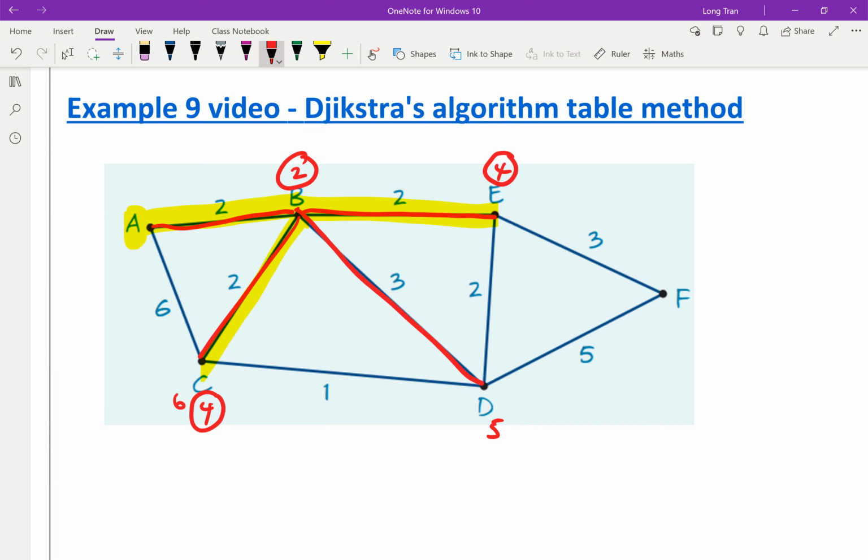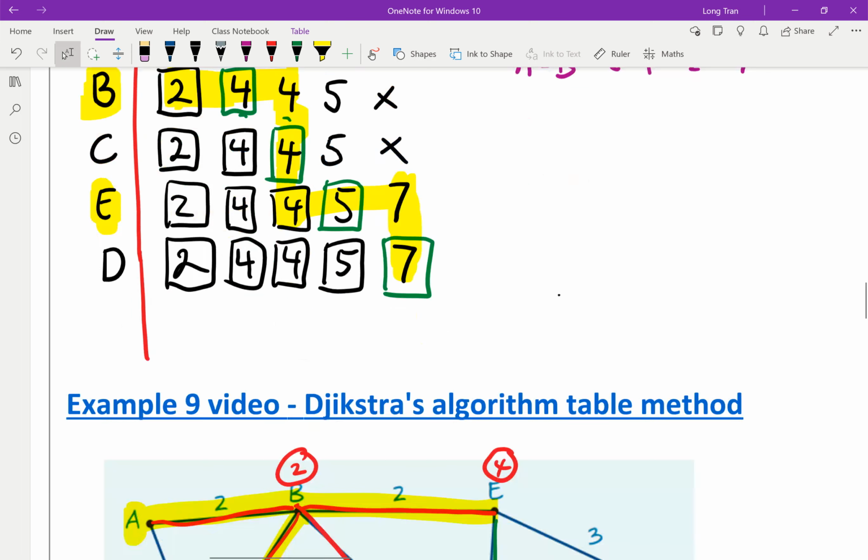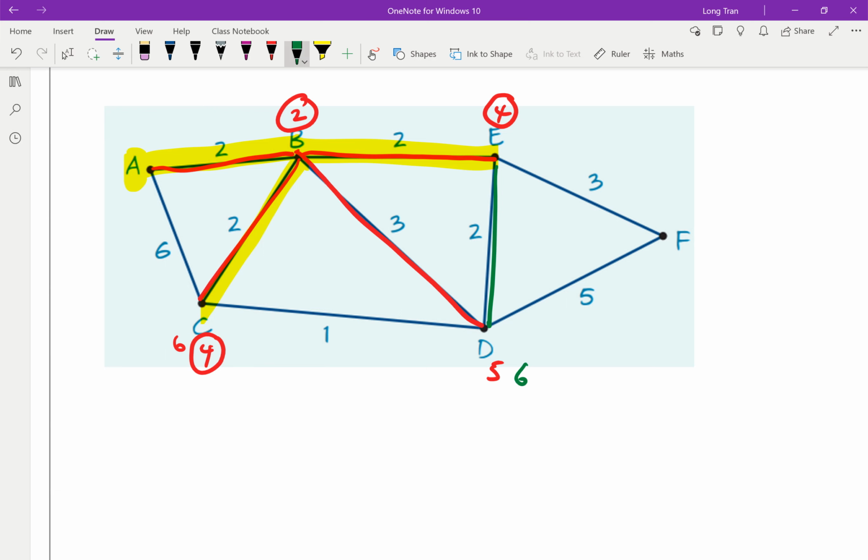So from 4, I then say, all right, well, what about E towards D? That's an extra 2. So 4 plus 2 makes it 6 now. Okay, but 5 is still my better route there. So from E, I'll just leave the 6 there just to remind ourselves 5 is clearly the better option. And then from E to F, that's an extra 3. 4 plus 3 is 7. So that now makes it 7.